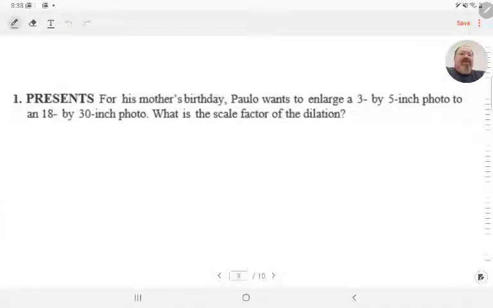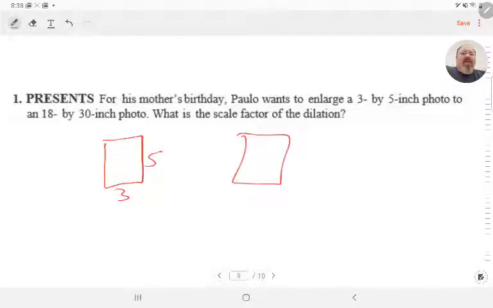So let's look at this one. It says, for his mother's birthday, Paolo wants to enlarge a 3 by 5 inch photo to an 18 by 30 inch photo. What is the scale factor of the dilation? Okay, so we could take any side that we want on this one, okay? And we know that just like we were talking about in proportions, okay? If you can set a side up and then, so for example, if we have a 3 by 5 and we have an 18 by 30, we know that these two sides, they're listed first.